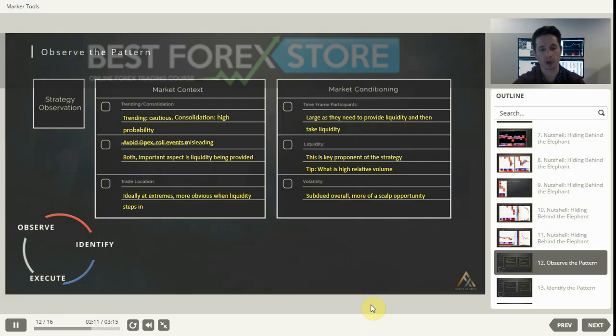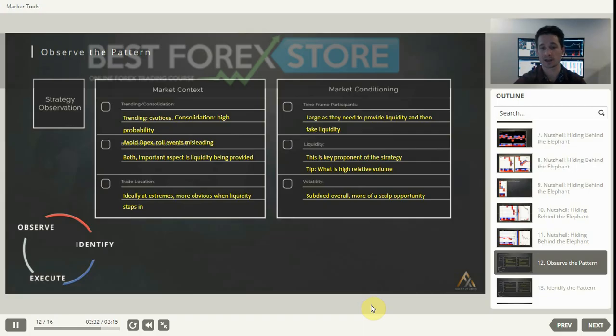Now, in terms of market conditioning, some of the time frame participants you can expect to see are going to be large. To provide that kind of liquidity, you do need to be a relatively influential, large participant. Ultimately, they are initially providing liquidity before taking it. So that sort of size can only really be a large time frame participant.